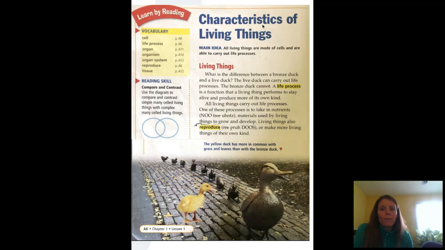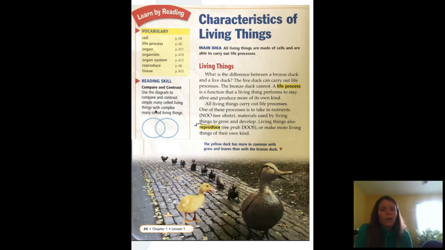Our main topic for this reading will be characteristics of living things. Our main idea: all living things are made of cells and are able to carry out life processes. If we look over at the right, I'm going to read some of these vocabulary words and you can repeat them after me just so you can get used to the pronunciations. Cell. Can I hear you say it? Life process. Organ. Organism. Organ system. Reproduce. And tissue.